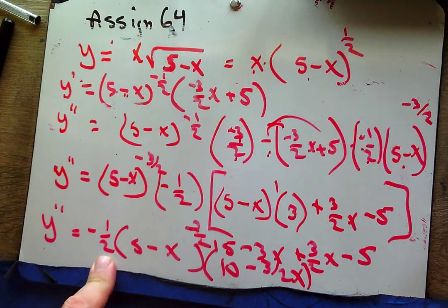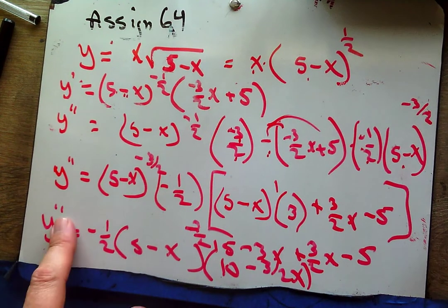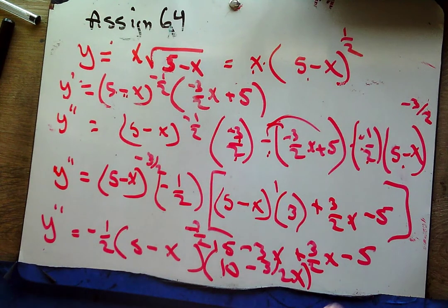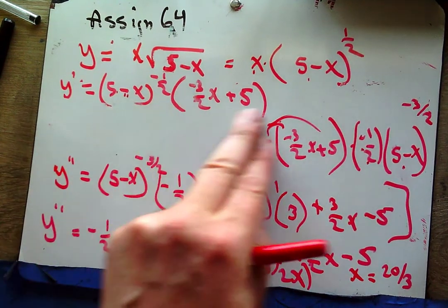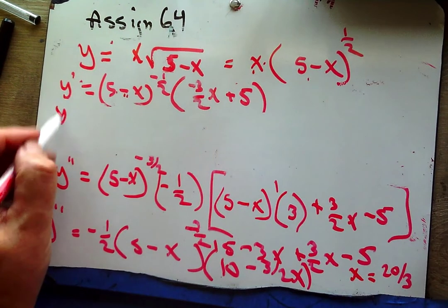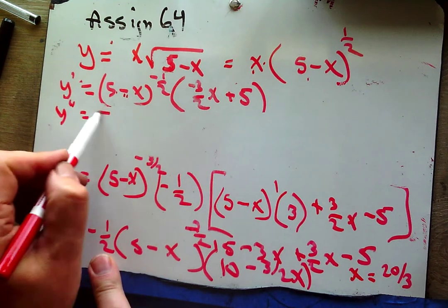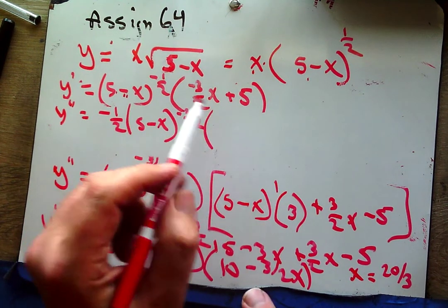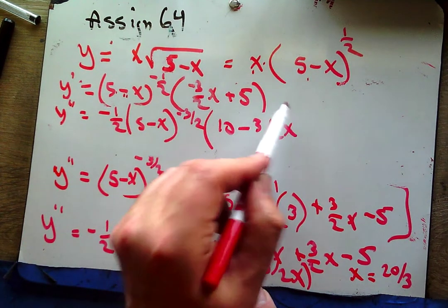Look, that's just a stretching factor. You're welcome to set this equal to 0, but 1/2 is never going to equal 0. So, yeah, that doesn't give you any zeros on y double prime. 5 is a 0 on y double prime, and setting this equal to 0 and getting x equals 20/3 is also a 0 on y double prime. So let me write y double prime up here nice and clean, in case we want to refer to it later. -1/2, 5 minus x to the -3/2 times 10 minus 3/2 x.